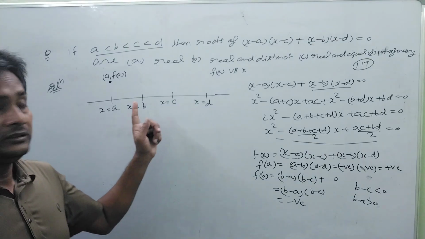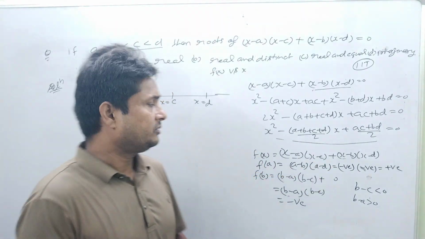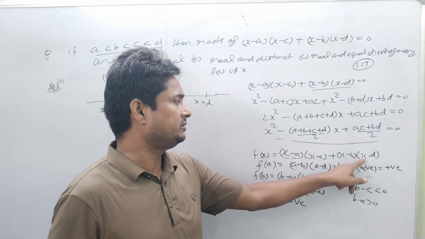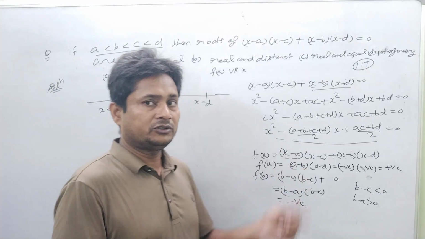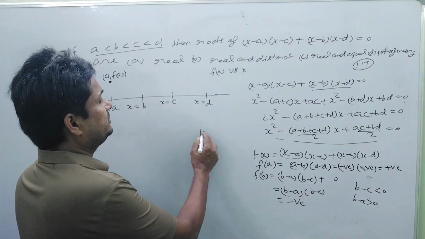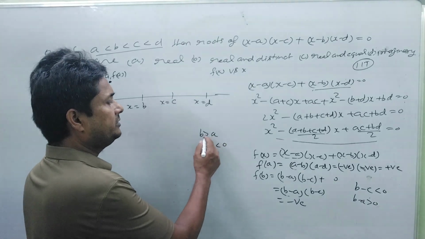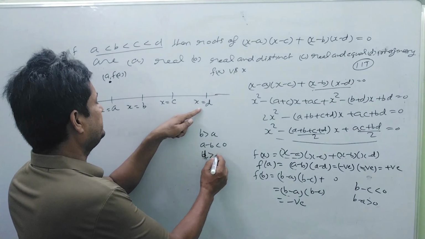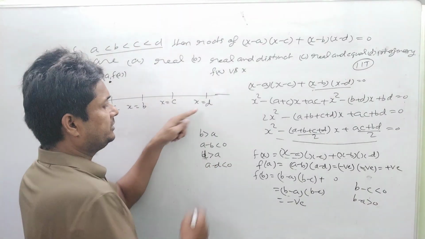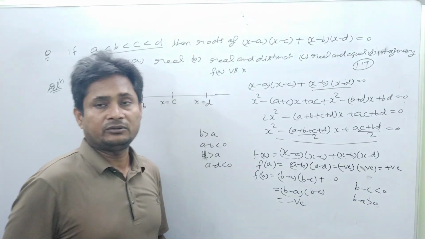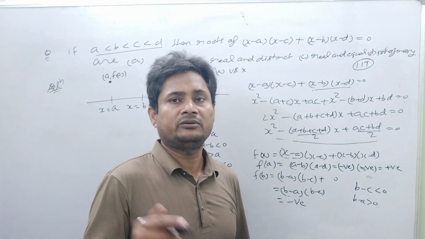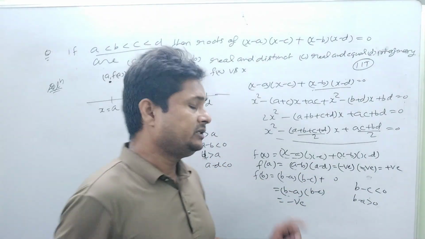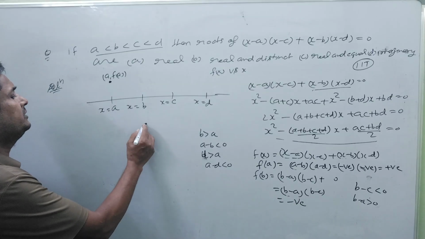First one, see here. f(a) is coming positive because a minus a gives 0, and the other factors are a minus b and a minus d. a minus b will be negative, because b is greater than a. From the figure, d is greater than a, that means a minus d will be less than 0. Both these values are negative, so if you multiply two negative numbers, it will give you a positive number. So f(a) is positive and f(b) is negative.